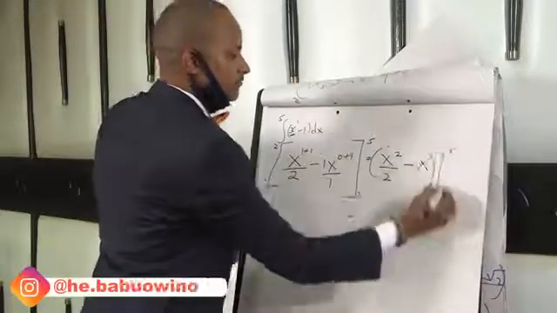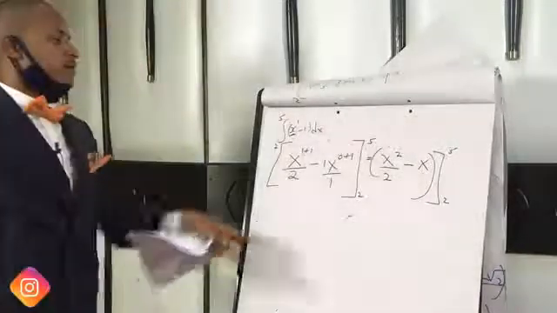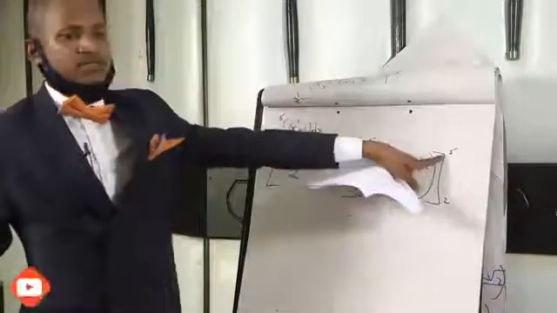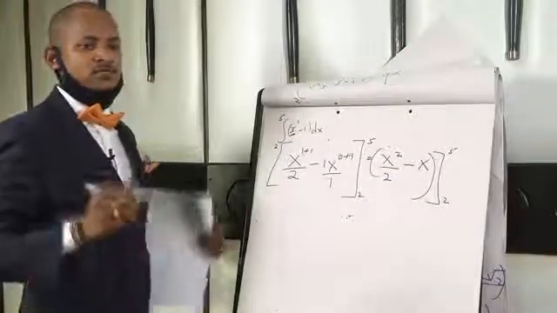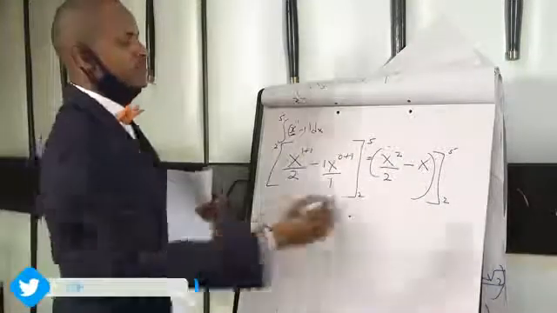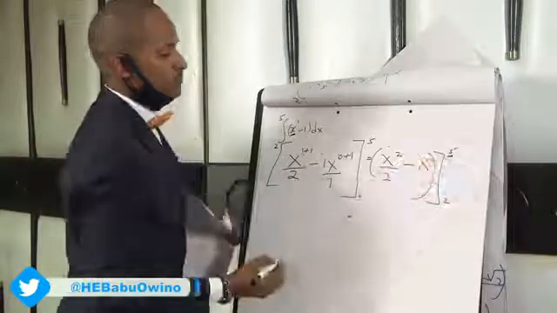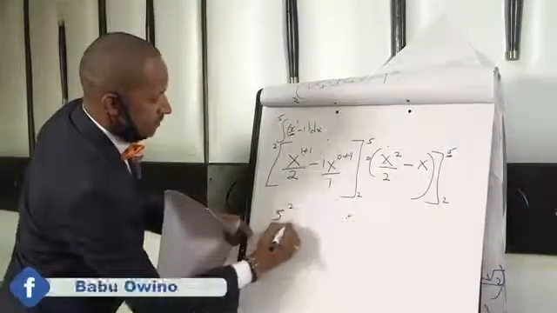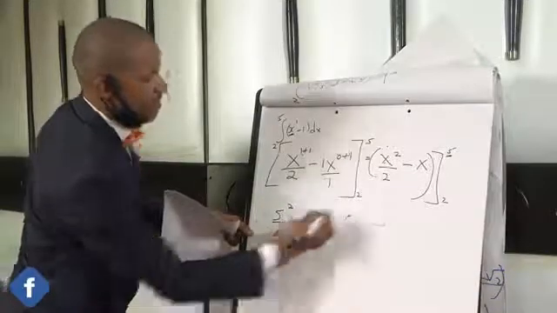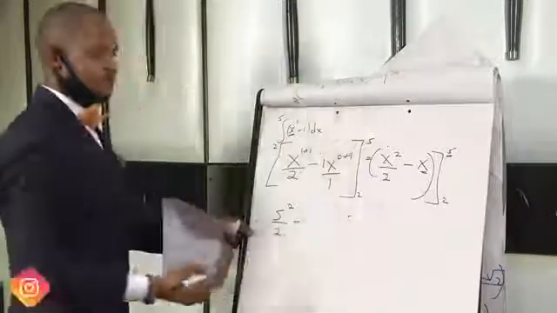Limits of 5 and 2. So when you want to open this bracket to insert the limits, where there is x, you start with the upper limit. Where there is x, you replace it with 5. So you say 5 squared divided by 2 minus x, here is 5.